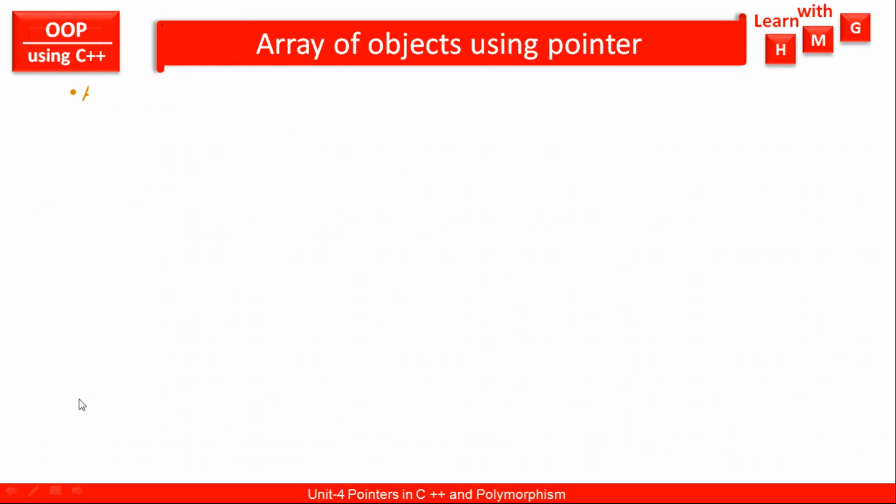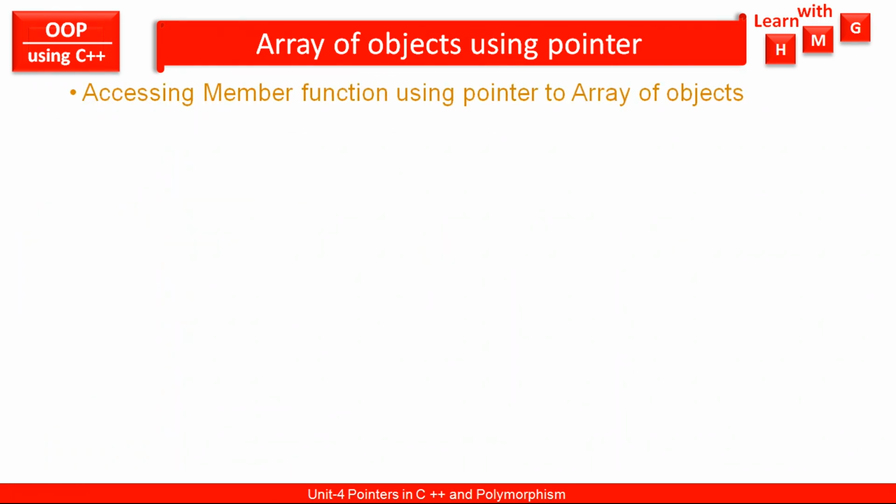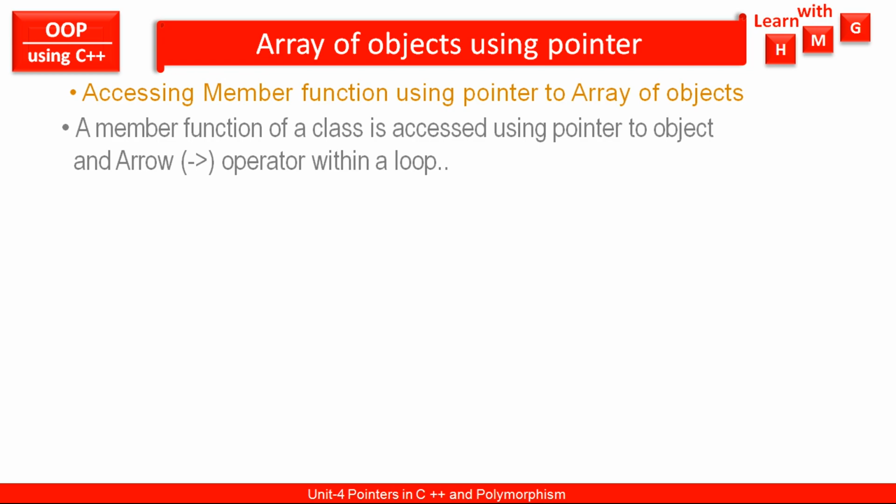So let us see how to access member function using pointer to array of objects. So using pointer, how to call a member function of a class in case of array of objects. A member function of a class is accessed using pointer to object and arrow operator within a loop. So in order to call a member function of a class, we will require to use a pointer to object and arrow operator, and one loop will be required. Let us see how it is implemented in C++.